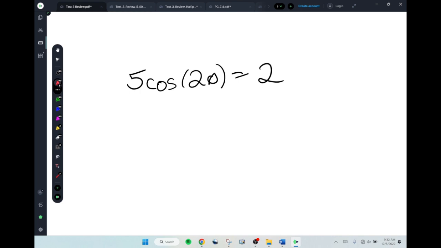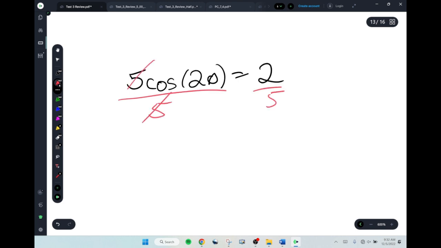You could rope this 5 into this cosine and be working with it all day long, or you could say, screw it. I want you out of there. Now you're just a number over there. Cosine of 2 theta equals 2 over 5.